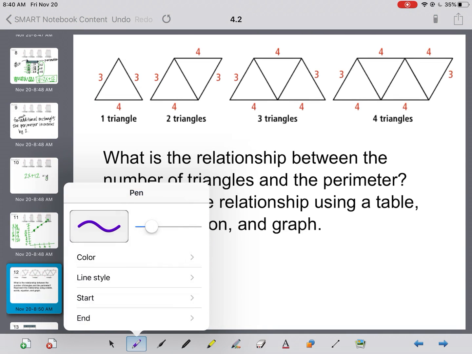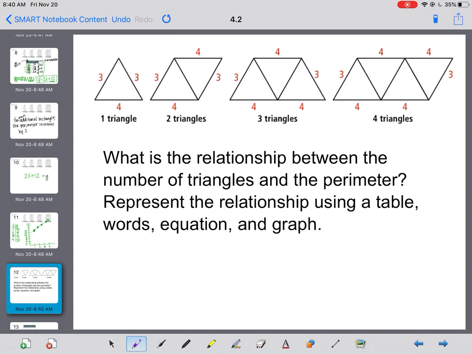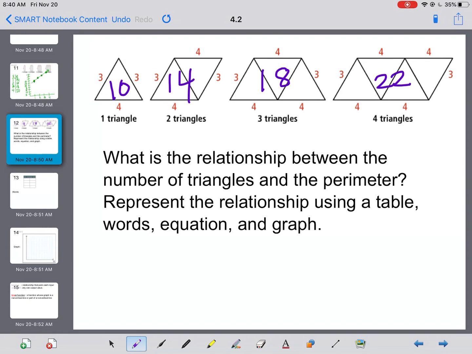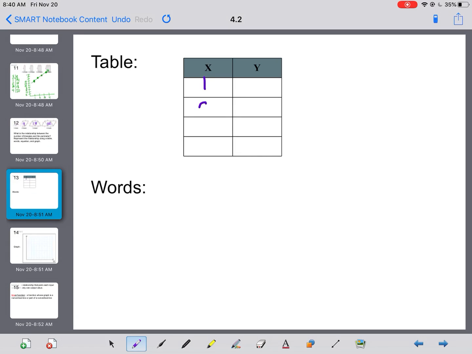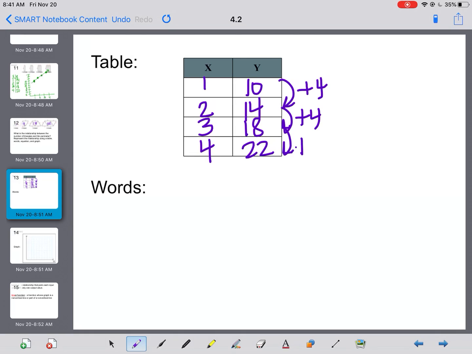Okay, example number 2. What is the relationship between the number of triangles and the perimeter? Same idea, only this time with triangles. And we're going to do all 4 models again. Okay, first triangle has a perimeter of 10. 2 triangles is 14. 3 triangles is 18, and 4 triangles is 22 if we add up all the sides. So let's start with our table. We had 1, 2, 3, and 4, and 10, 14, 18, and 22.